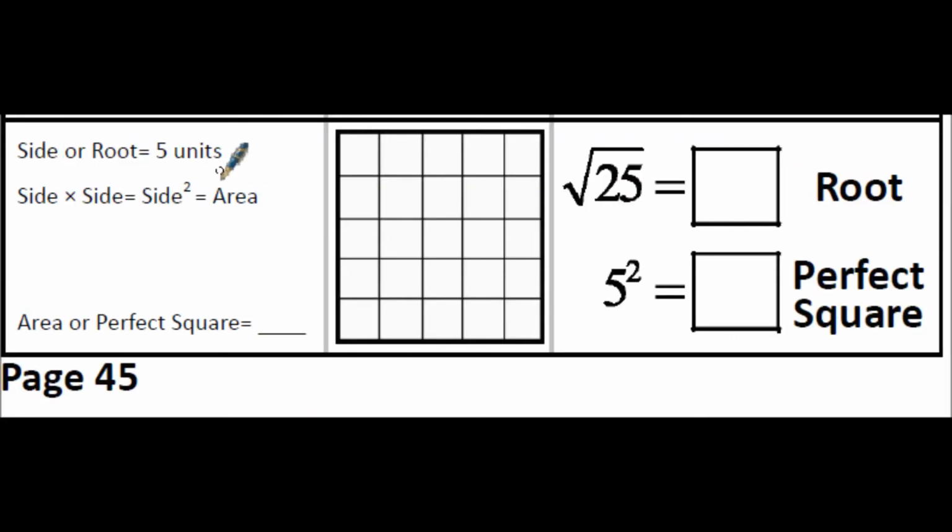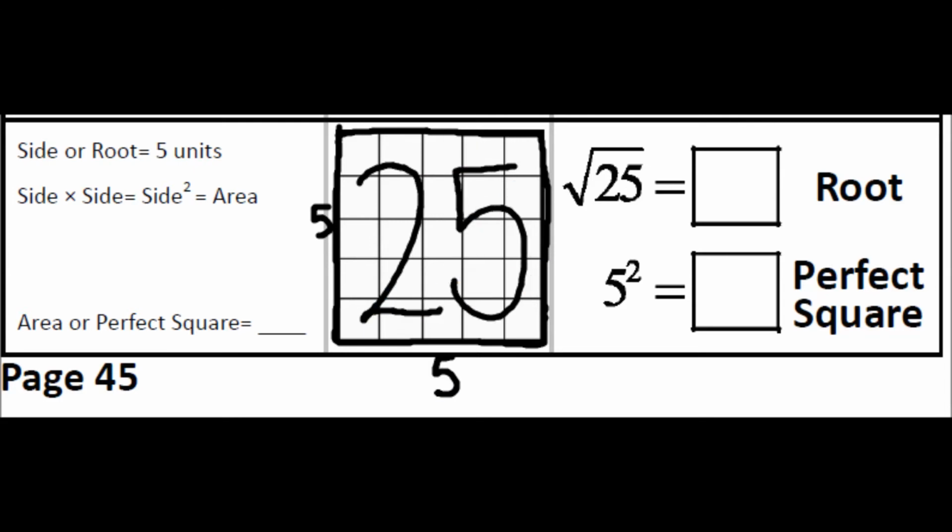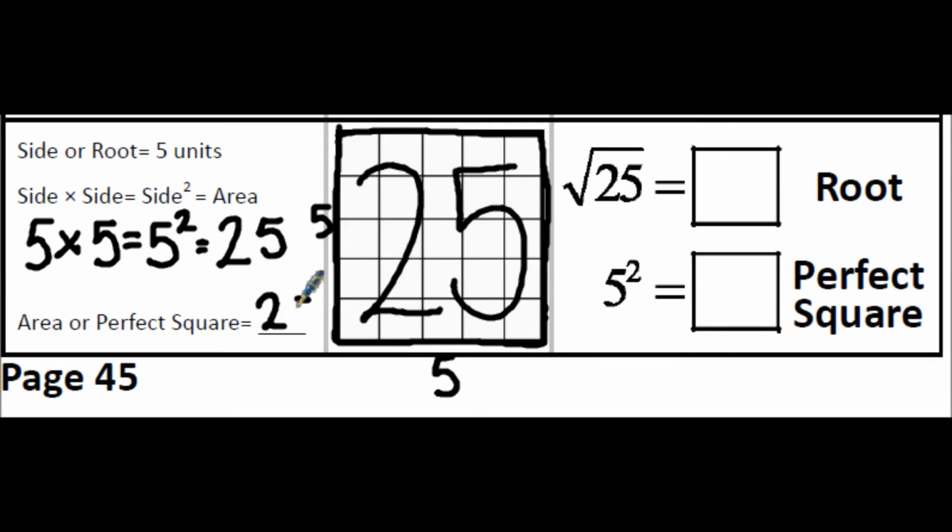The next biggest square that I can draw is a 5 by 5 square. So this is going to take up the whole grid that we have here. My 5 by 5 square is going to have 25 boxes inside of it. So a 5 by 5 square, or 5 squared, would give me an area of 25. And that is my perfect square.